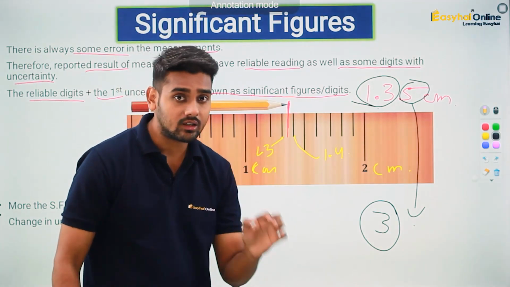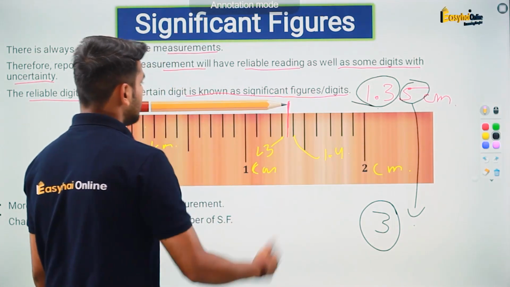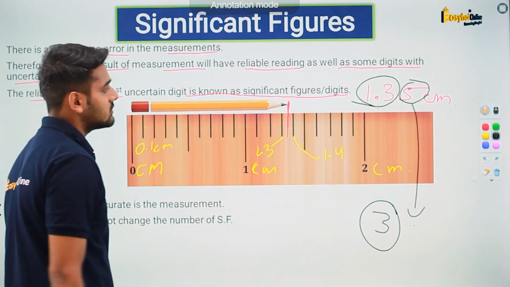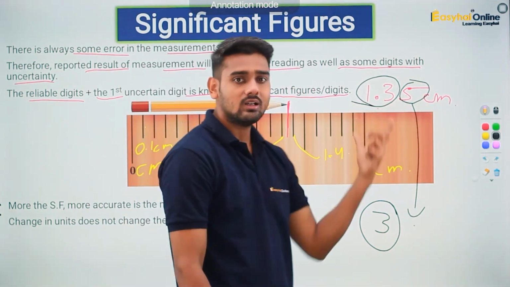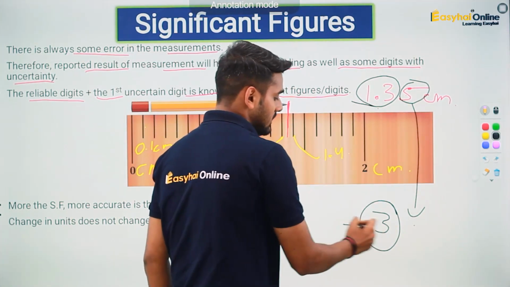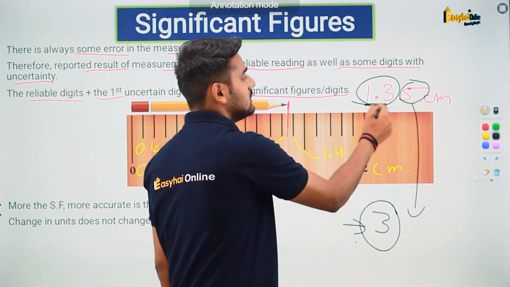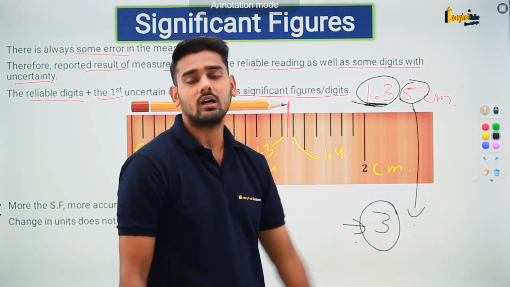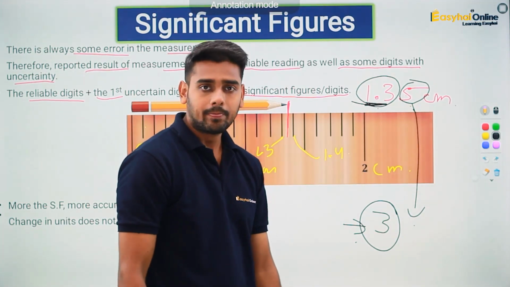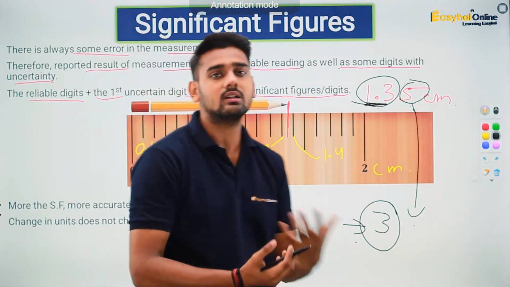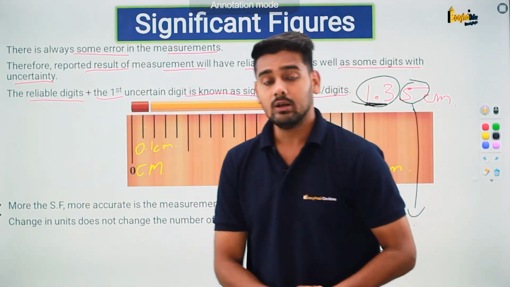Now, in this case, I can say that the number of significant figures or significant digits, the digits which we are certain about, plus the first uncertain digit, is known as significant figures. So here we can say that the total number of significant figures is 3, in which these two we are 100% certain, and then 5, this is uncertain.